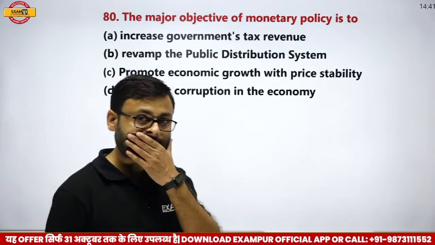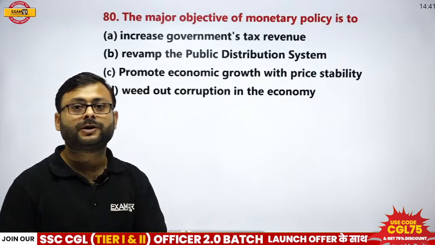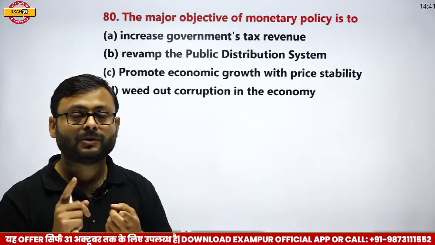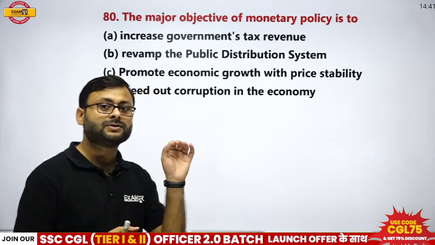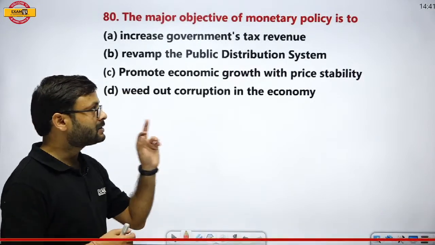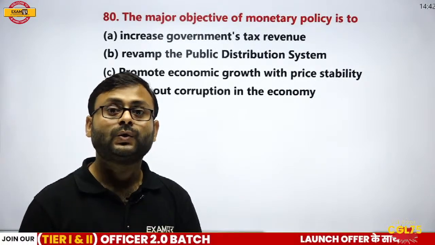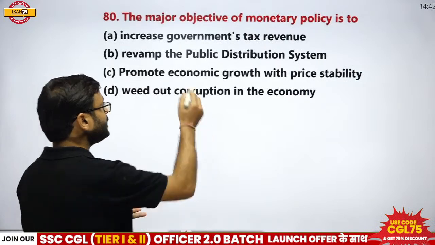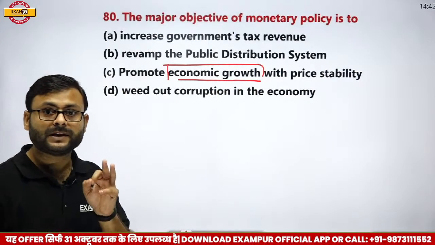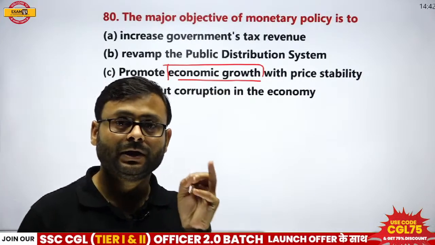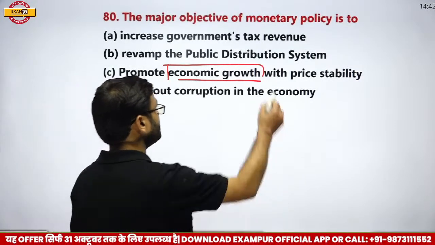When we talked about monetary policy in our previous session, we discussed the three objectives of monetary policy. What are they? The first objective is to regulate the prices of goods and services, to keep a check on prices in the economy. The next is to keep an eye on the economic growth of the economy. And the last is to check the unemployment levels in the economy. So there are three objectives of the monetary policy.